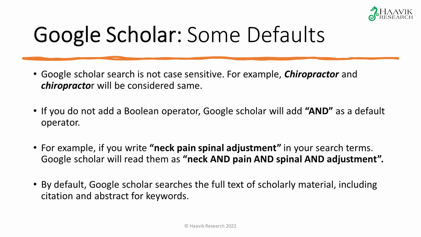So how do you search for spinal adjustment combined? You do that by putting quotation marks in front of spinal and at the end of adjustment. Then it will look for those two words together. Then Google Scholar knows it's a phrase. But anyway, let's have a closer look at this.